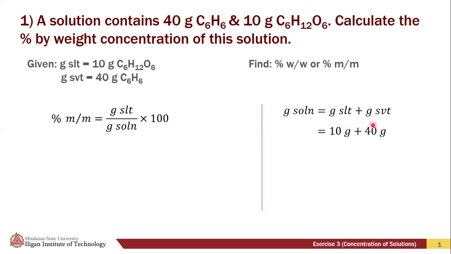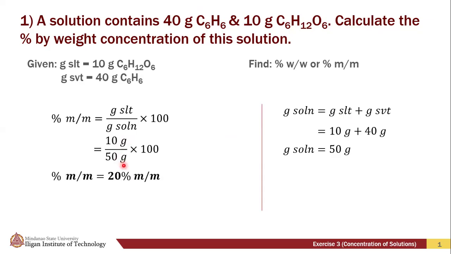So the amount of your solution would just be the sum of the masses of the solute and the solvent. Thus, we have 10 plus 40, and we get a total of 50 grams of the solution. We then substitute our values for the solute and the solution, and you should get 20% by mass.